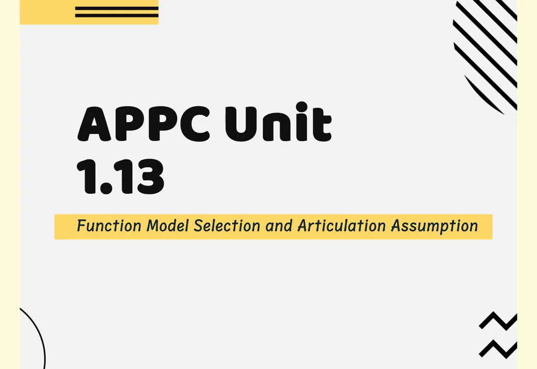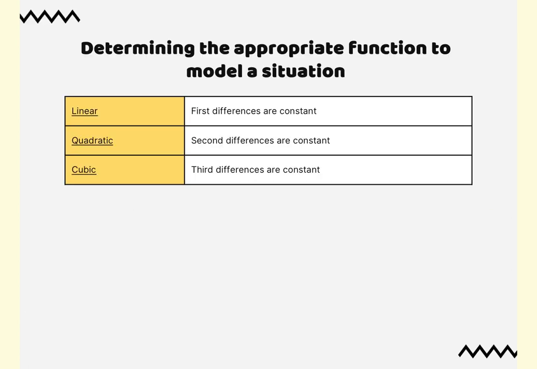All right, the good news is we've done the first couple of slides. This is function model selection and articulation assumption. What it means is you are going to figure out if these in the beginning are supposed to be linear, quadratic, cubic. We did that part already. Then we're going to learn how to use some piecewise functions, and then you're going to get some real world questions based on quadratics and cubics and that kind of stuff. So in the beginning, again, we have already done this. We just use different wording. And that is to determine the appropriate function to model a situation.